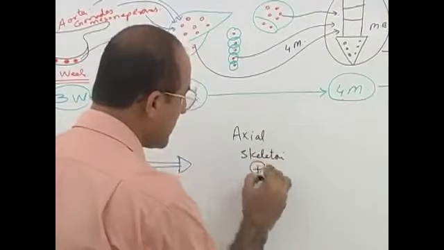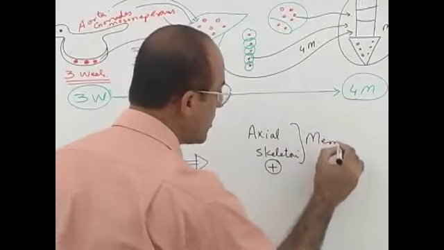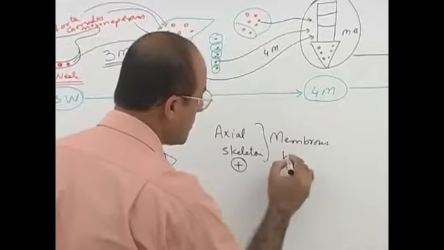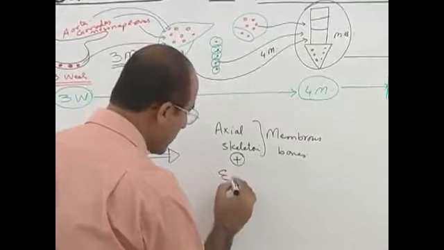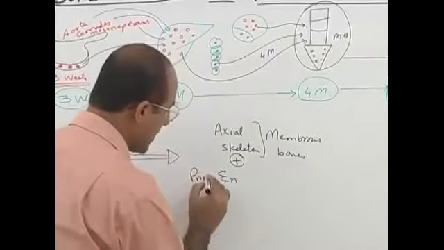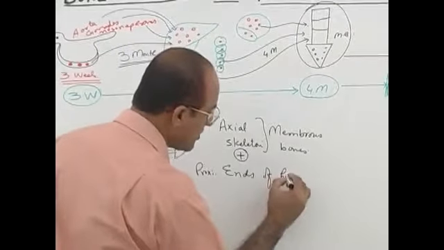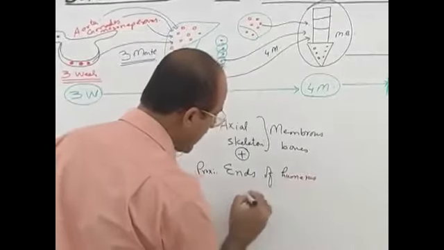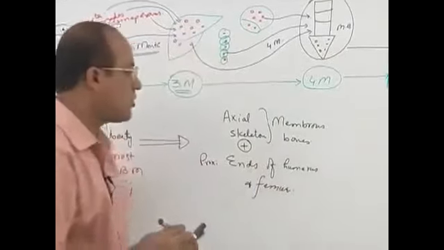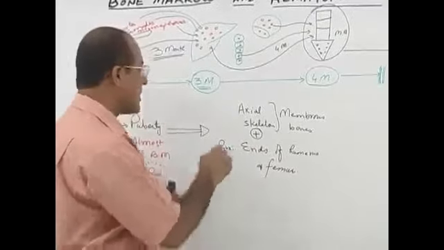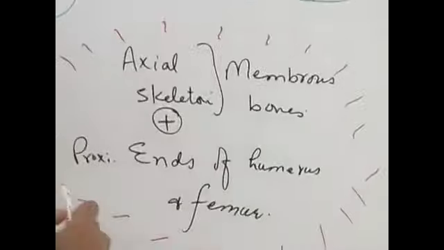Plus, hematopoiesis in the axial skeleton means a lot of membranous bones, and plus the proximal ends of the humerus and femur. So these areas have the red bone marrow. Now let me tell you what the axial skeleton is.